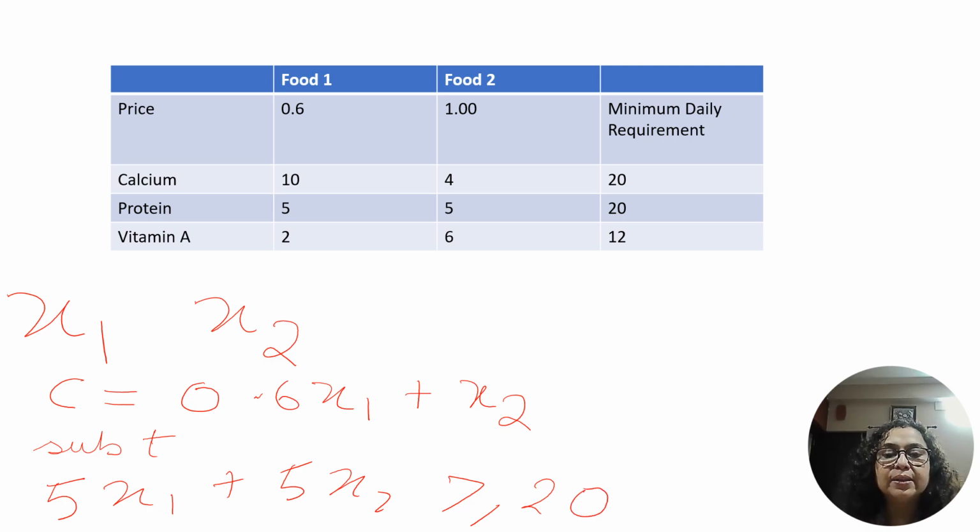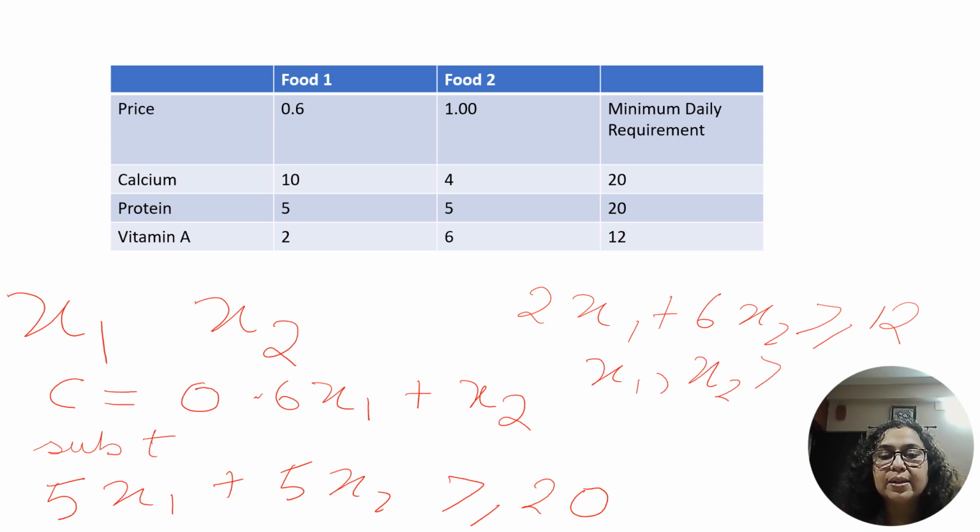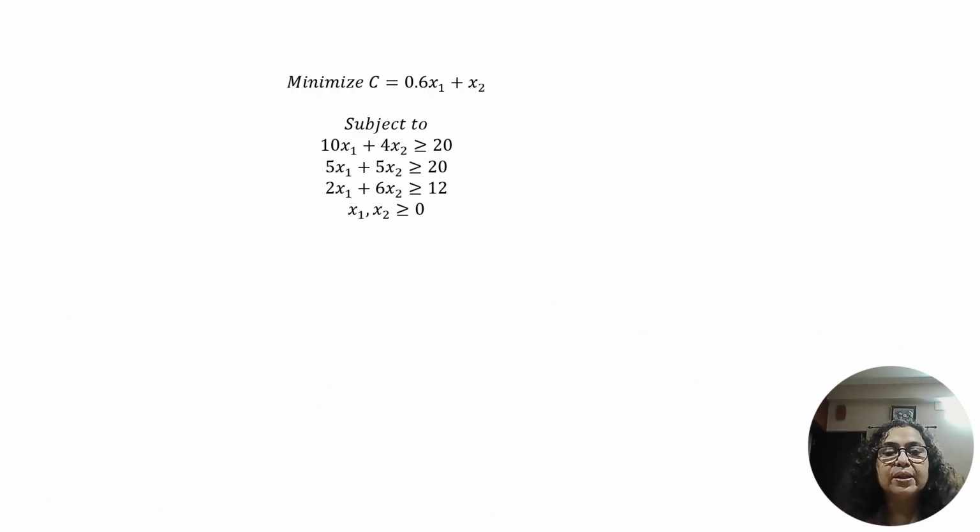And let me write the third constraint over here: 2x1 plus 6x2 is greater than or equal to 12. And of course, finally we have the non-negativity constraints, that is, x1 and x2 are greater than or equal to 0. Let's have a final view of the problem. The screen gives us a final view of the problem.